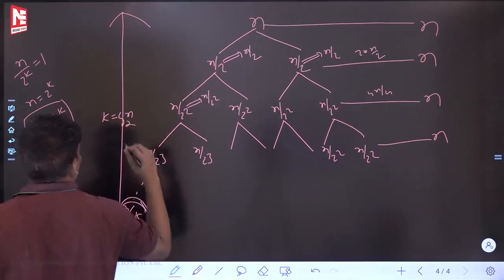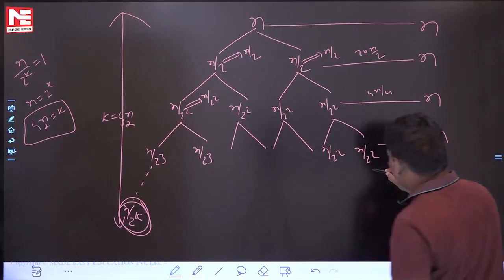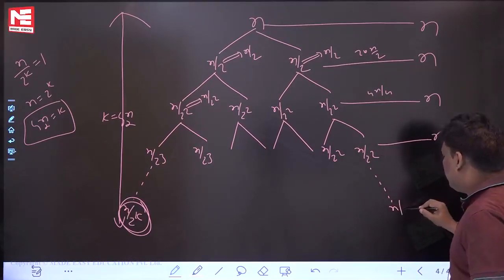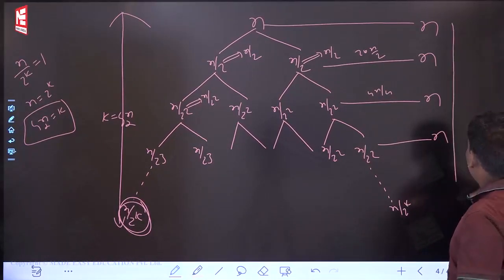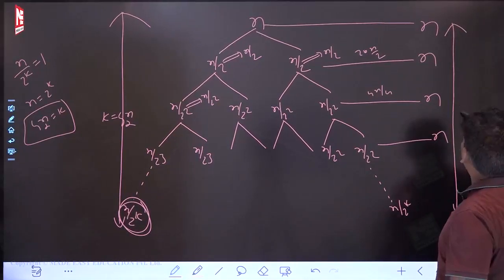Same thing like whatever you have done. What about the right side? On the right also you are always dividing by 2. What is the answer? n by 2 power k. What is the k value? Same. What is the answer? Log n base 2.